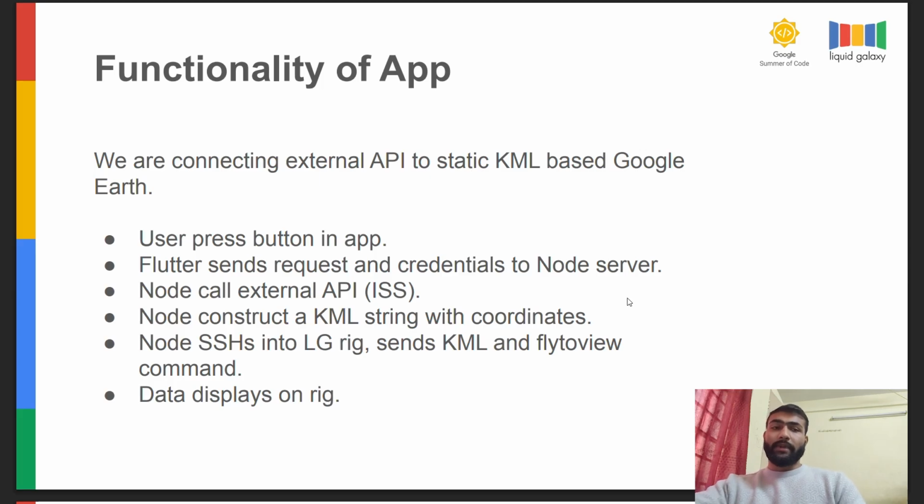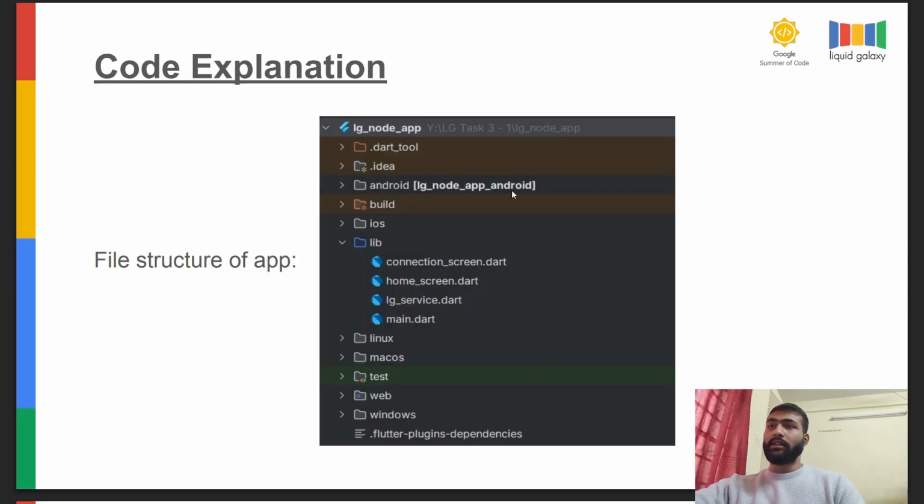First of all, the user presses a button in the app to send KML. Flutter sends the request and credentials to the node server using an OkHttp request. Then node calls the external API, which is the ISS API, and constructs a KML string with the coordinates it has fetched through the API. Then node connects via secure shell into the rig, sends KML and flyto commands to display the International Space Station, and the data is displayed on the rig. So before moving on to the code explanation, let's see the working of the app.